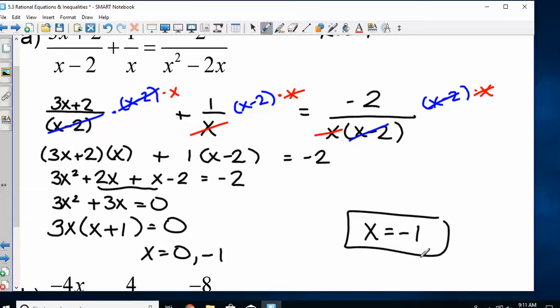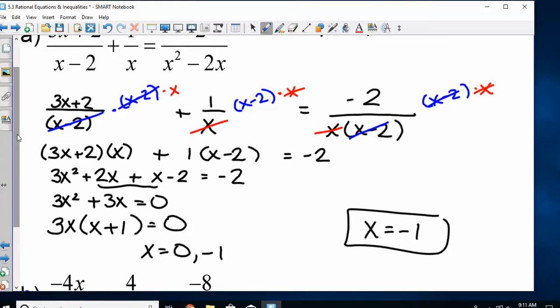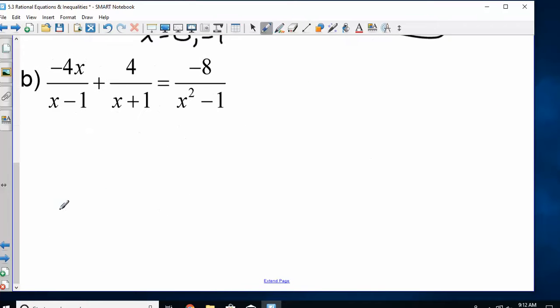Questions there? Take a second and see if you can try this. Start by factoring.